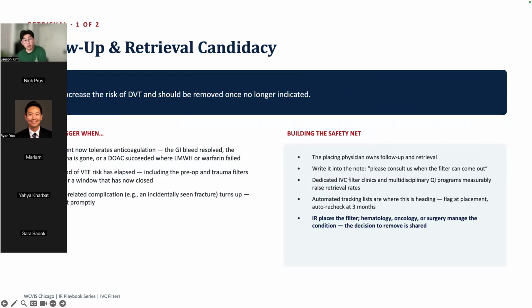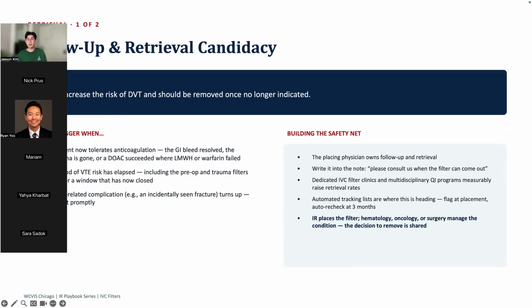Okay, so let's talk about removing the filter now, which honestly might be the part that gets forgotten the most. The key point at the top here is that leaving a filter in, like we talked about with the PREPIC trials, actually raises the risk of DVTs. So it should come out when it's no longer needed. And so the next question you might ask is, when do you take it out? And the clearest reason is when a patient can safely tolerate blood thinners. Whatever the reason that they couldn't before, if that reason is gone, the filter can come out.